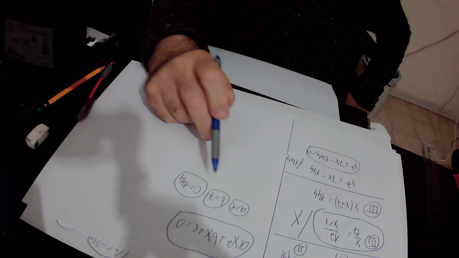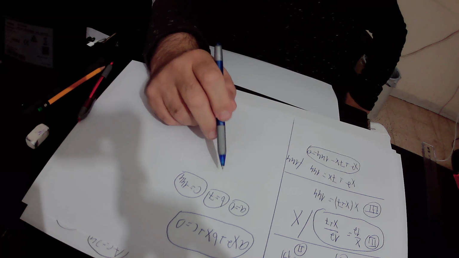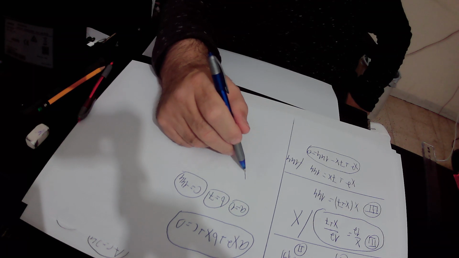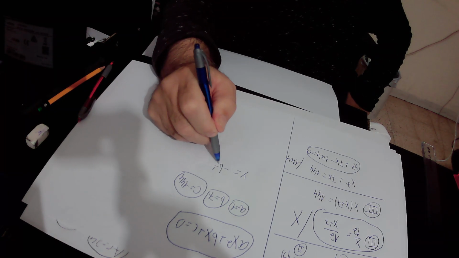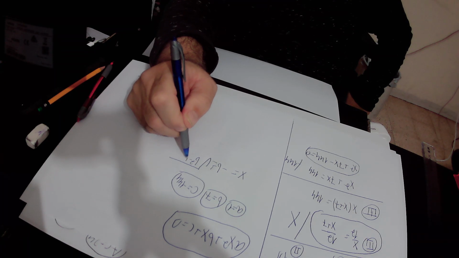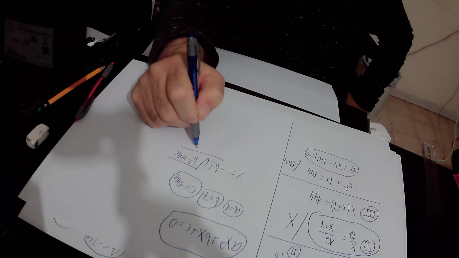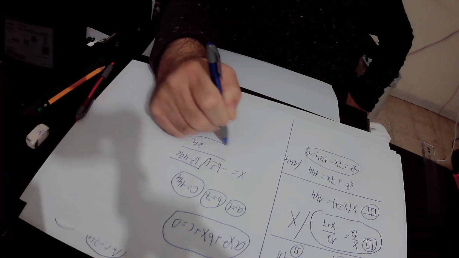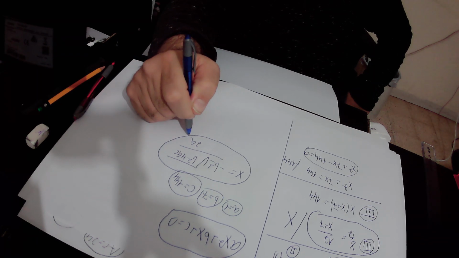And we can find the value of x by using the following formula: x will be equal to minus b plus or minus the square root of b squared minus 4 times a times c, over 2a. Here a, b, and c are the coefficients of the quadratic equation.